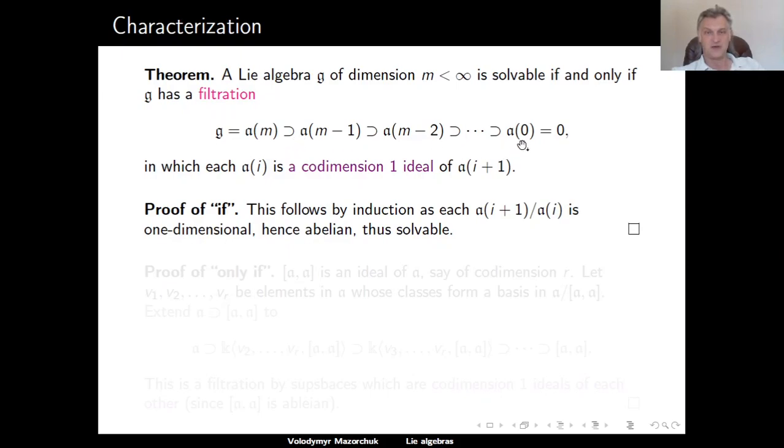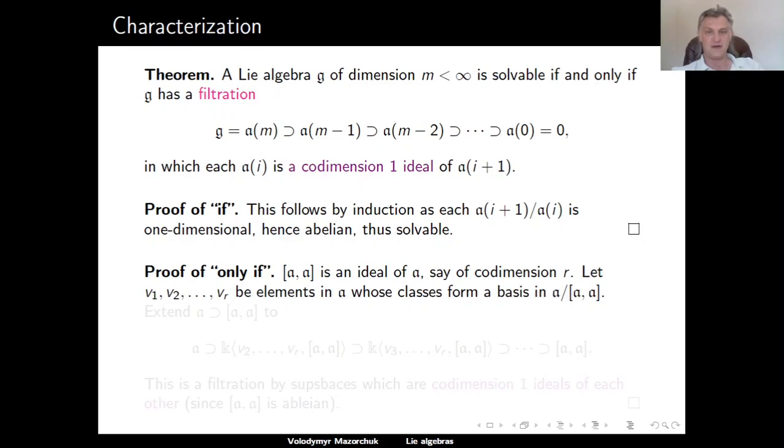If we have such a filtration, then we can do induction on the lengths of the filtration, and using the fact that each subquotient is abelian and hence solvable, we can use the observation from the previous slide to conclude by induction that all components of this filtration are solvable algebras. To prove the only if part, we need to find such a filtration for any solvable Lie algebra. We claim that the derived series of our algebra extends to such a filtration.